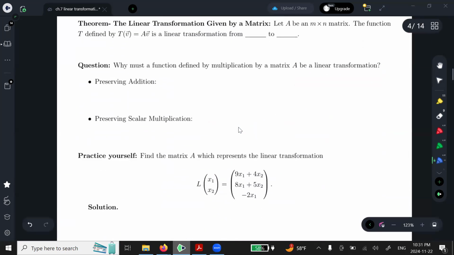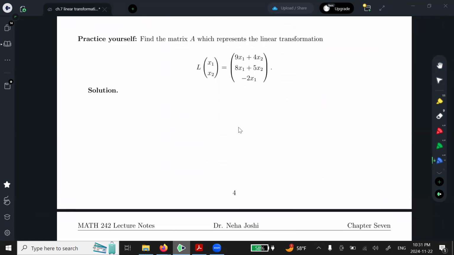Let's do one more problem. I want to find the matrix A, which represents the linear transformation. Here they have given you some formula, some function value. Think of this to get a better grasp on it. It's just like I have a function of x and I'm applying something to it, like 3x squared minus 4. Same thing here. Instead of an x, I have a vector now. That's the only difference.